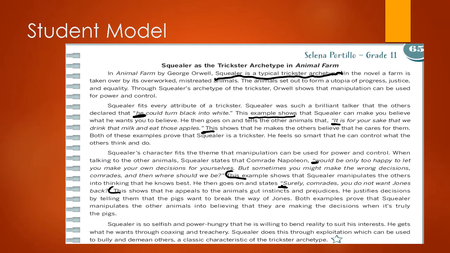The last paragraph says Squealer is so selfish and power hungry that he is willing to bend reality to suit his interests. He gets what he wants through coaxing and treachery. Squealer does this through exploitation, which can be used to bully and demean others. A classic characteristic of the trickster archetype. A perfect ending. So they just summed up exactly what they proved throughout that essay and even pretty much restated that thesis that he is a trickster and a classic archetype of the trickster, and he uses that manipulation to get power and to control others. A perfect example.